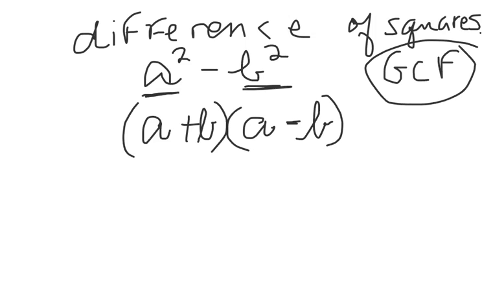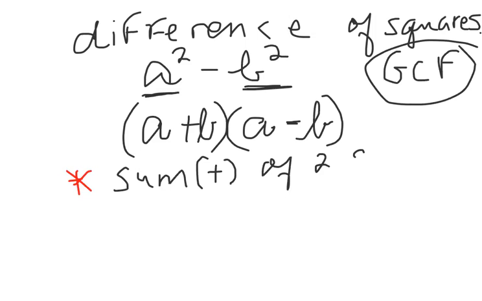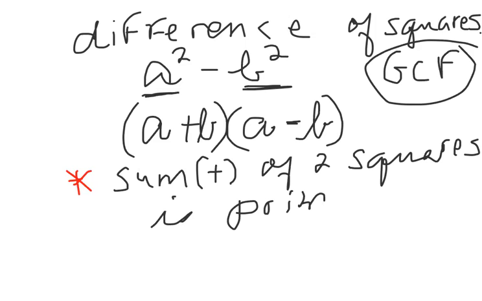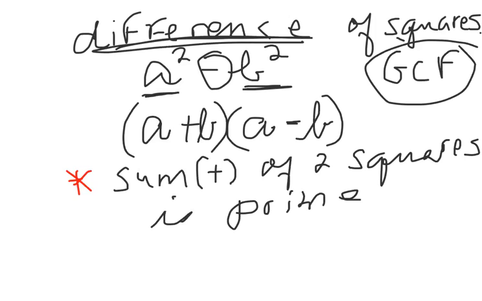By the way, guys, let me add this in here too. The sum of two squares, and remember, sum means addition, cannot be factored, so we call it prime. The sum of two squares is prime, guys. It's not factorable. You can only factor a difference, referencing that minus sign in the middle, of two squares.